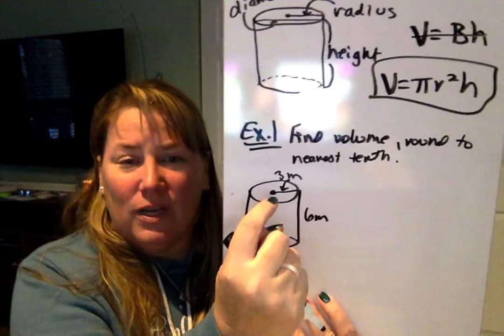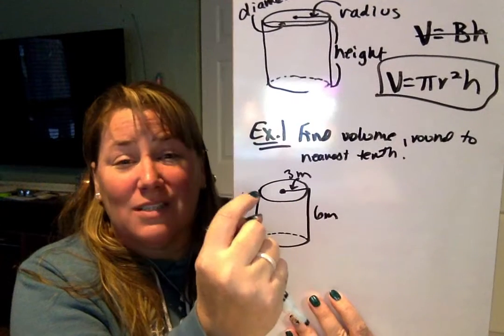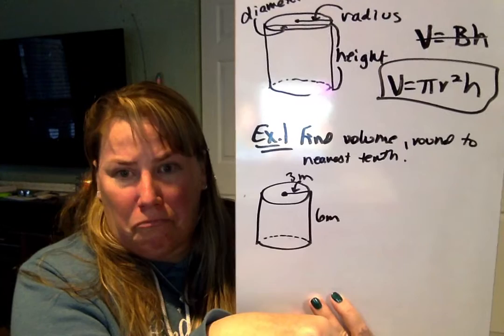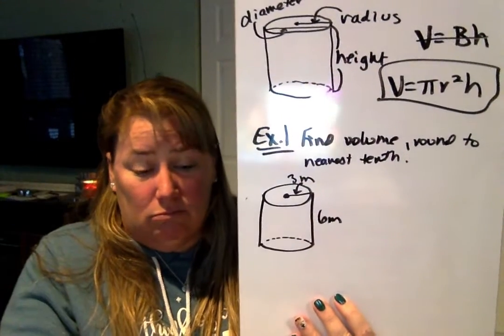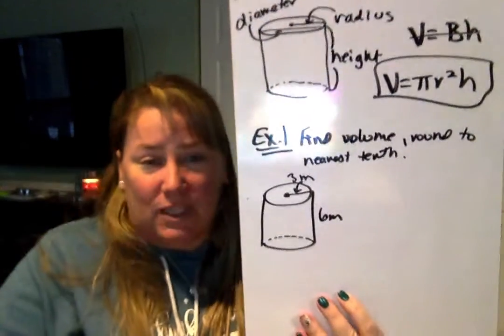And halfway across is 3 meters, so that's like 9 feet. So all the way across is like, oh my gosh, it's like 18 feet. That's a really big soup can. It's a lot of chili. Okay, so we're going to figure out how much stuff we can fit in there.